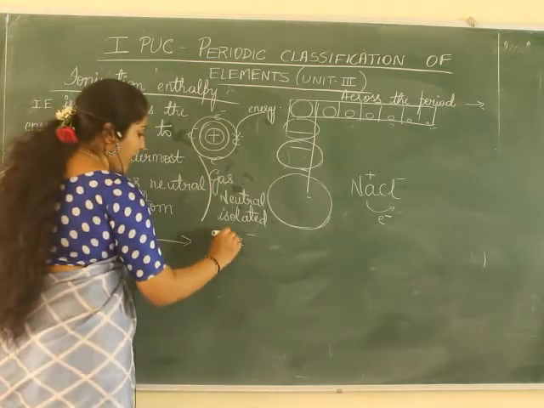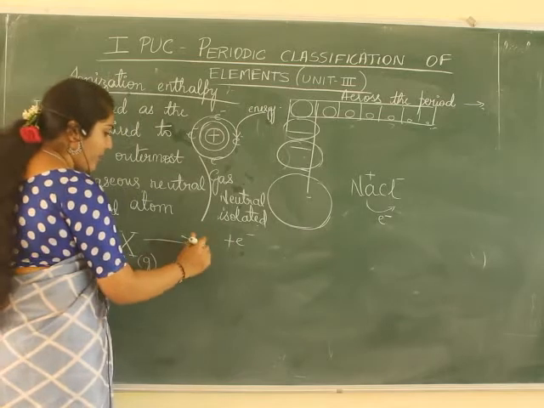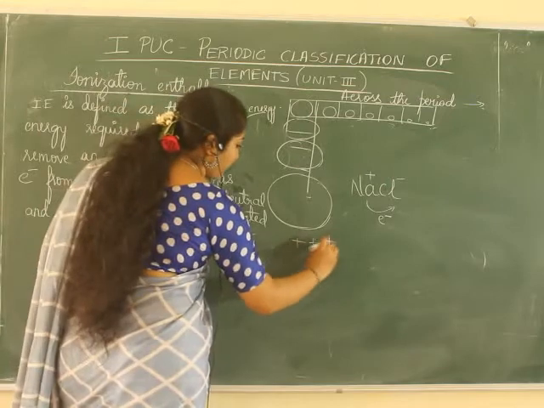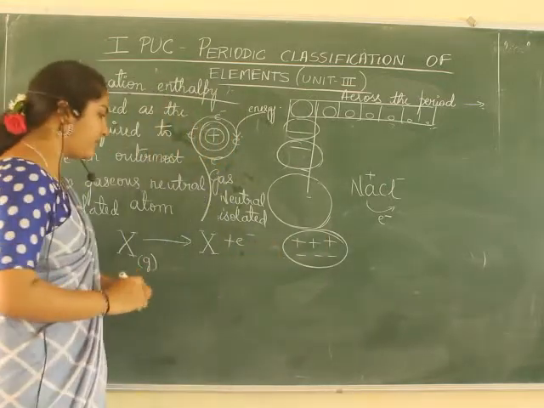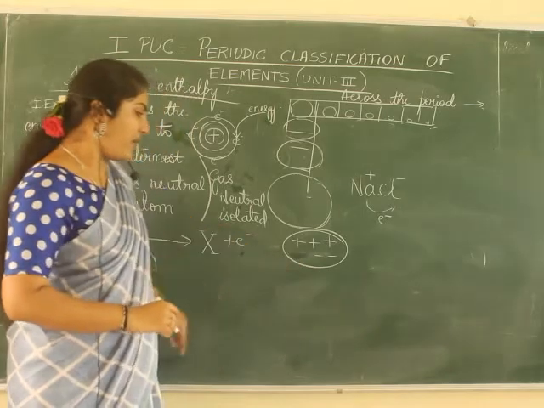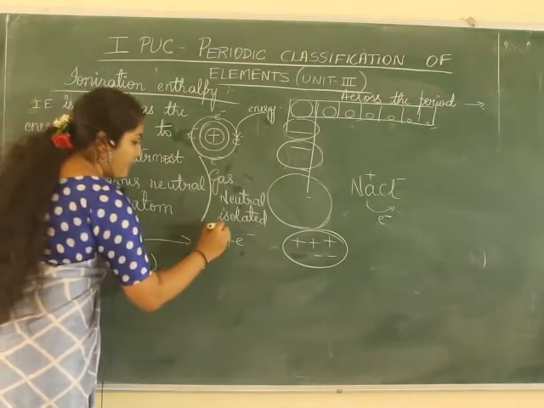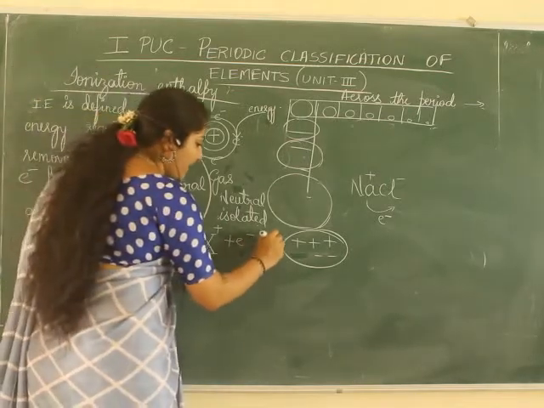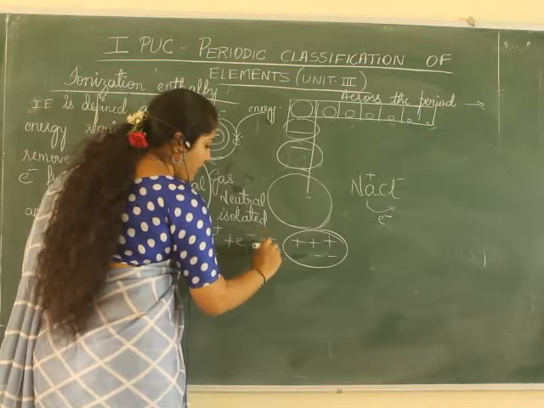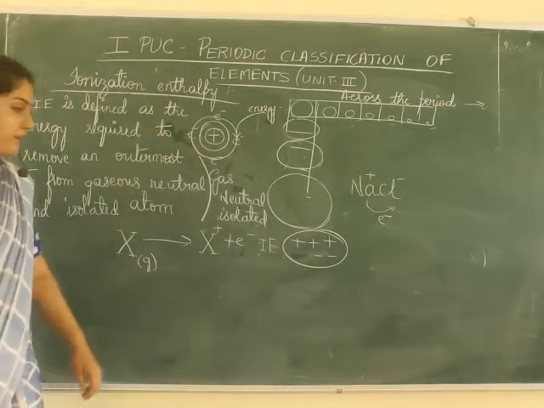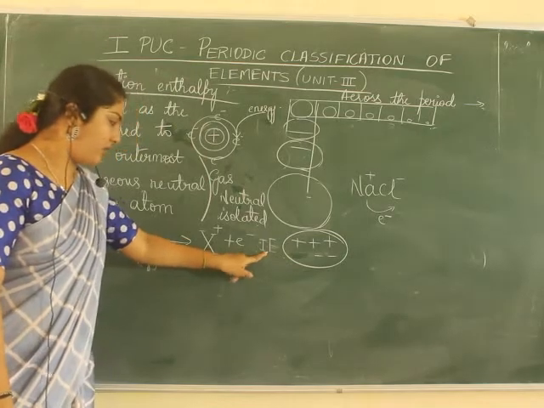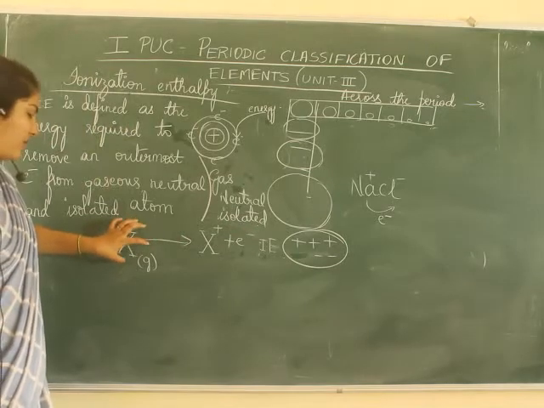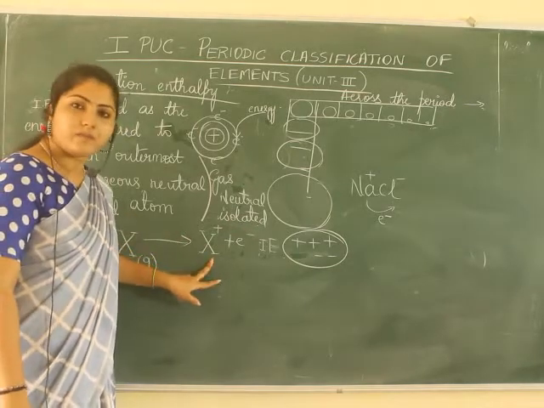Now we are removing one electron from this. So what happens if you remove an electron from a gaseous neutral atom? It was neutral. Now you have removed one electron from it. So how should I write this? I will have to write it as X plus. So it needs some energy, isn't it? That energy is called ionization energy. Energy required to remove an electron from the outermost orbit of a gaseous neutral isolated atom is called ionization energy.